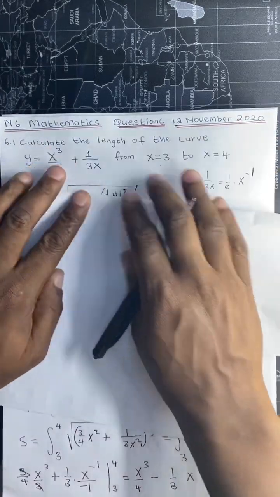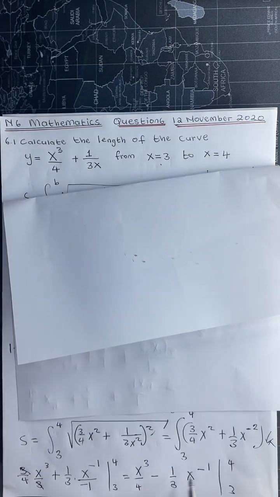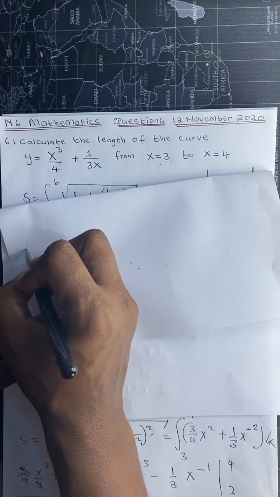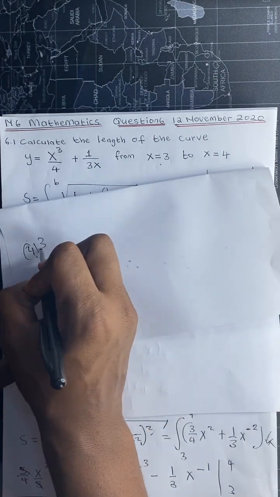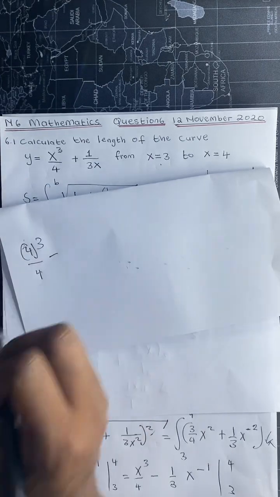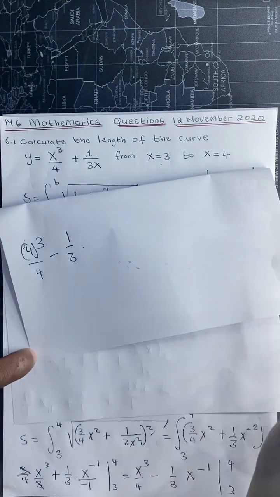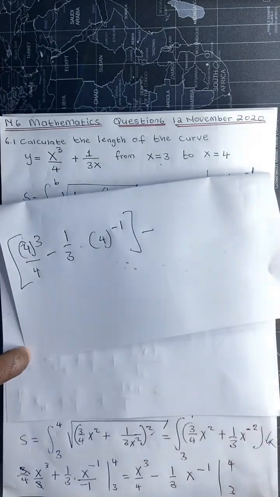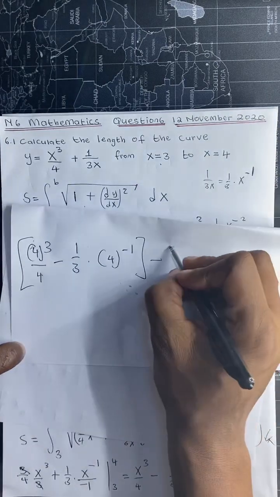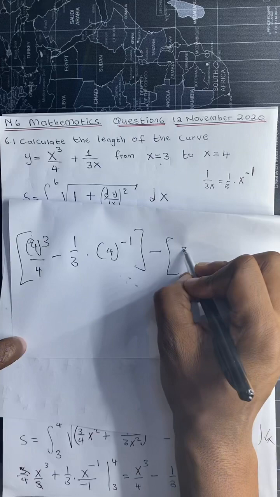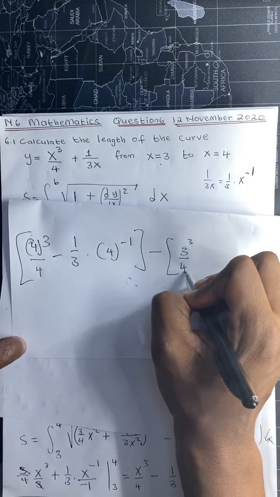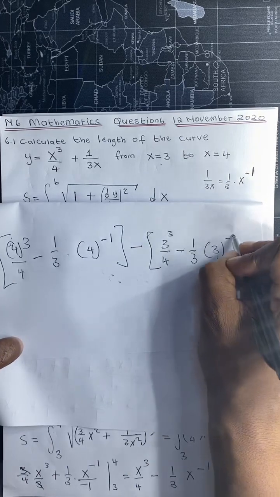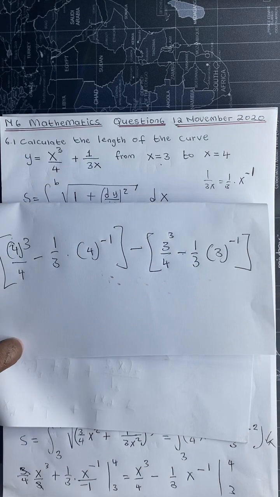So now we substitute the boundaries. So in the place of x, let's substitute the 4. So we start with the bigger number. So we have 4 cubed over 4 minus 1 over 3 into 4 raised to the power negative 1. So we substituted the 4. Now we substitute the 3. Where there is x, now we substitute 3. So this is 3 cubed over 4 minus 1 over 3 into 3 raised to the power negative 1. We use our calculator from here.